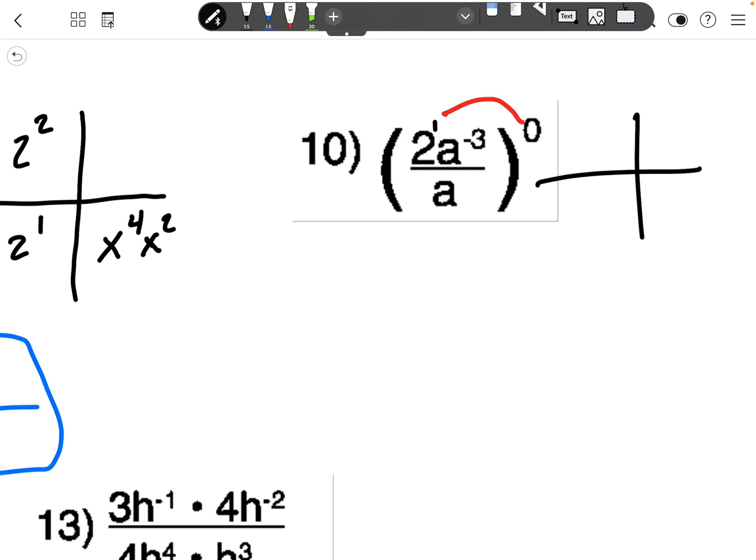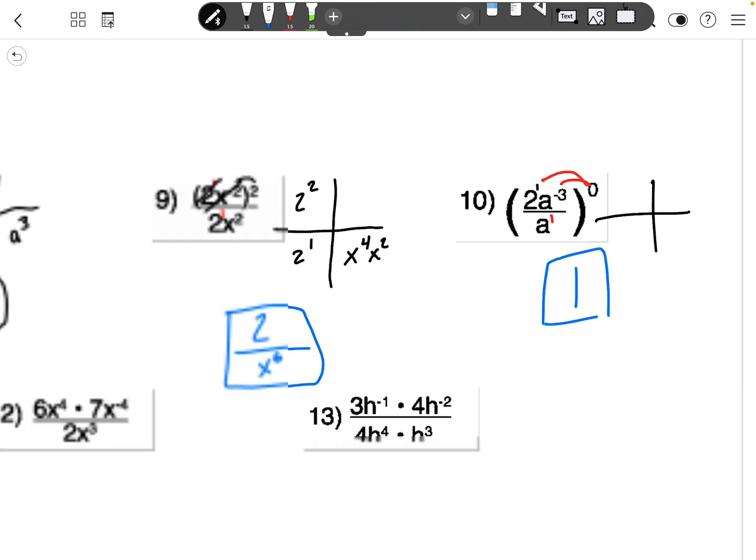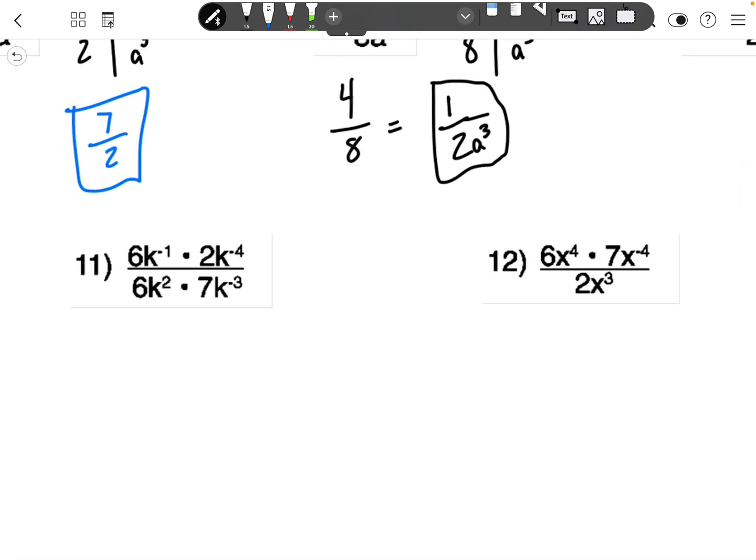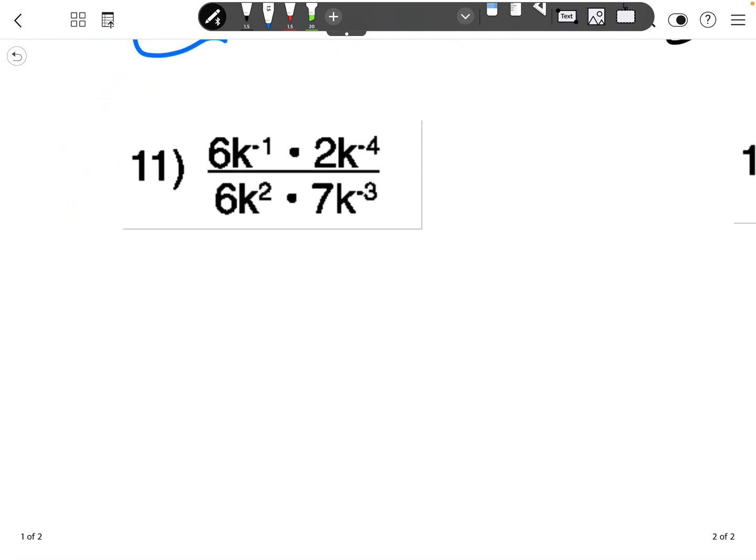So there's 0 ones. Negative 3 times 0, so there's 0 a's. 1 times 0, there's 0 a's on the bottom. So I have nothing. Anytime I have nothing, my answer is 1. Do a couple more. You put exponents on the ones that don't have any.